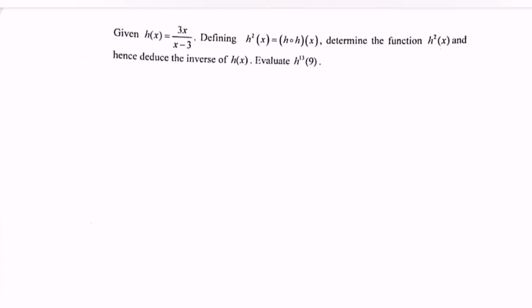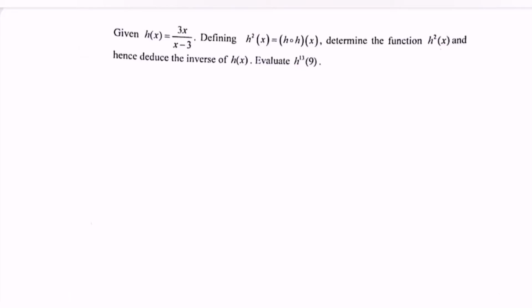In this video, I'm going to discuss the example for function and graph. Given the function h(x) is equals to 3x over x minus 3. Defining the situation where we have h squared is equals to h ∘ h. Determine the function h squared x and then deduce the inverse of h(x). Next, evaluate h to the power of 13 with the value x is equals to 9.